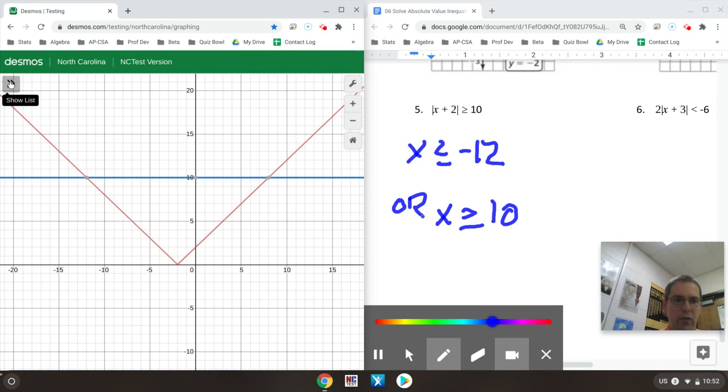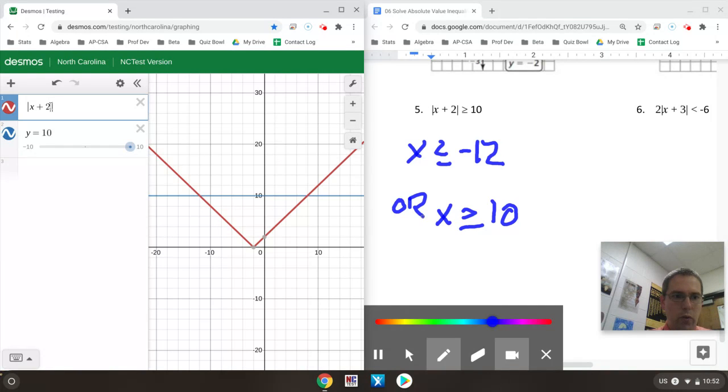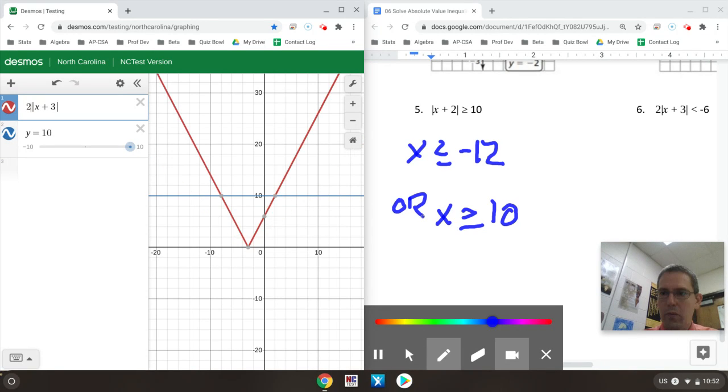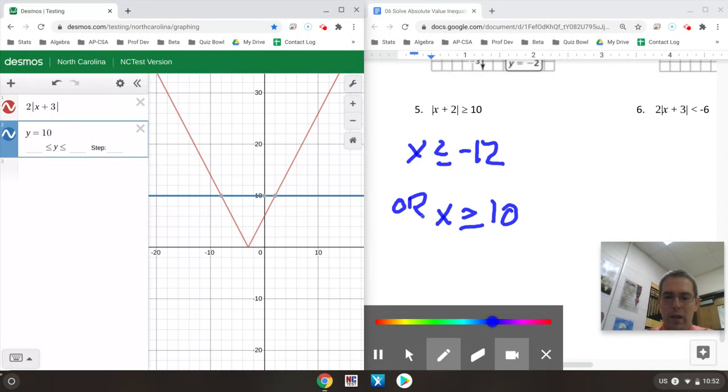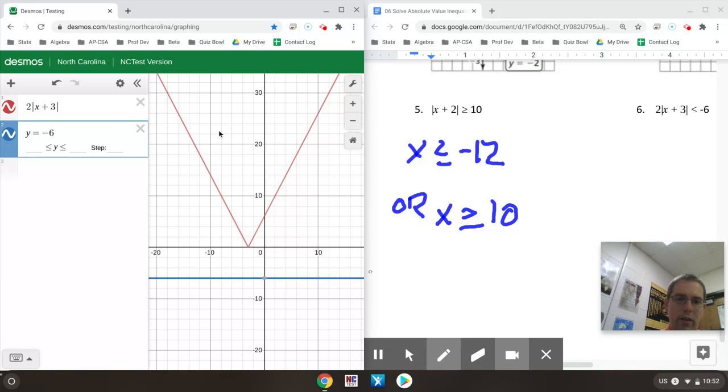For number 6, I'm going to go back and change my equations a little bit. So that's x plus 3, and I need a 2 in front on this one. And on the other side, I need a negative 6. And once again, that will need to be a y equals negative 6 to graph. And now what I see is I'm looking for where the red line is below the blue line. Well, the red line is 100% above the blue line. So you might say, Mr. Hass, it's never below the blue line. And that means your answer is no solution.